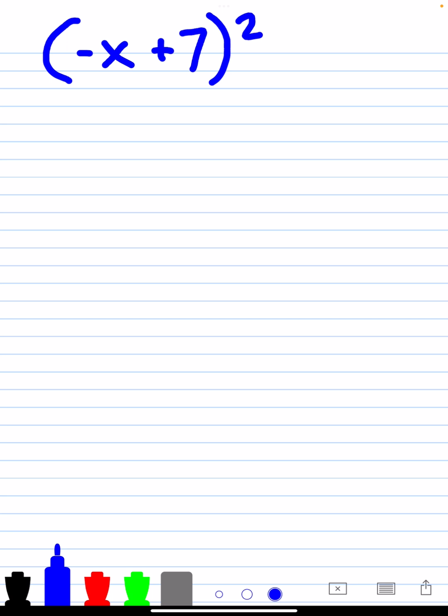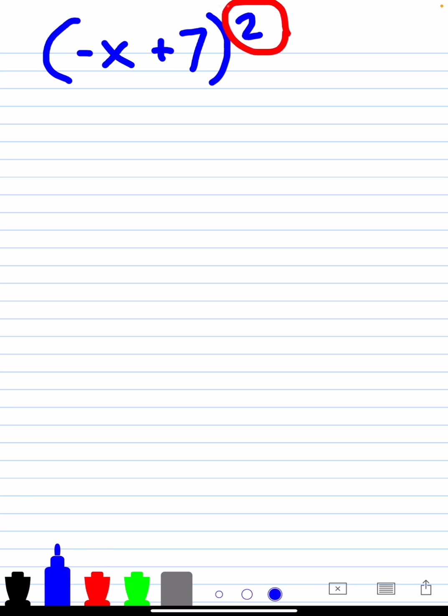The second power. So first we have to identify that this is an expanding binomial. How can we know that this is an expanding binomial? Because there are two terms. We have the negative x and we have the plus 7. We know it's expanding because of this exponent of 2.